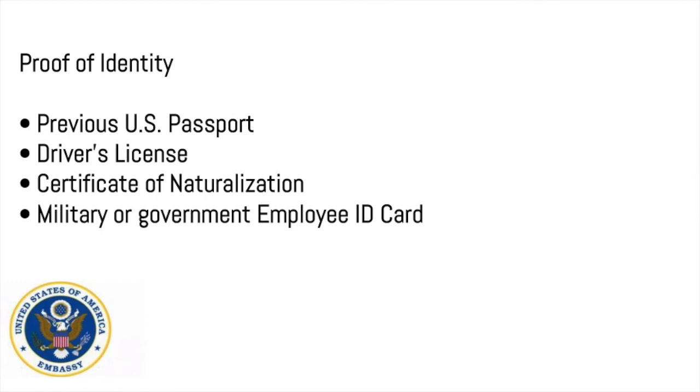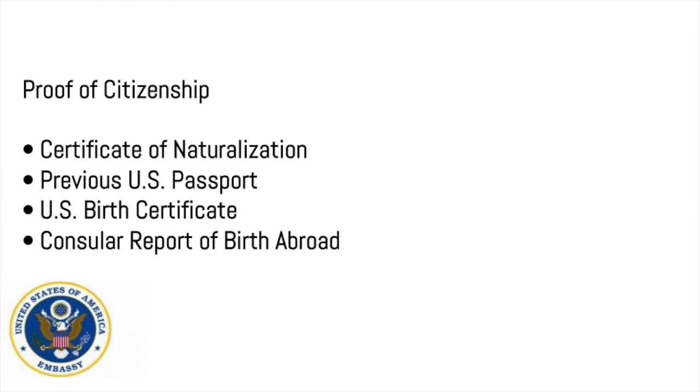Next, all passport applicants must prove their identity and citizenship. For proof of identity, bring your most recent passport. If you have not had a passport before, you may bring another ID that includes a signature and photograph. This could be a previous U.S. passport, a driver's license, certificate of naturalization, or a military or government employee ID card. You must submit at least one form of ID with the document and one copy. To establish U.S. citizenship, previous passports and naturalization certificates can also be used. Additionally, a U.S. birth certificate or consular report of birth abroad proves citizenship.